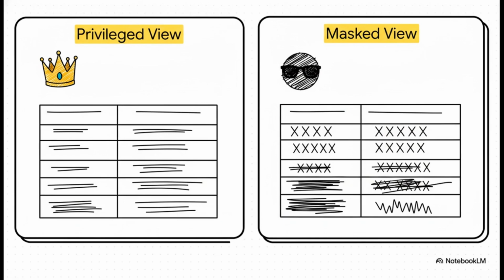A database administrator who has full privileges runs that exact same query and sees the complete, real data you see on the left. But when our analyst runs it, the database automatically masks those sensitive fields in real time. They see the version on the right. The best part? The application code doesn't have to change one bit. It's all handled by the database itself.